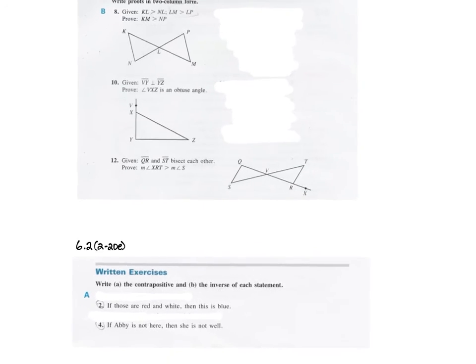Okay, in this video, I'm going to explain a few proofs from your homework for chapter 6. So the first one that was requested was number 10. So I'm going to go ahead and zoom in here. So I'm going to go ahead and set up my statement column and my reason column.